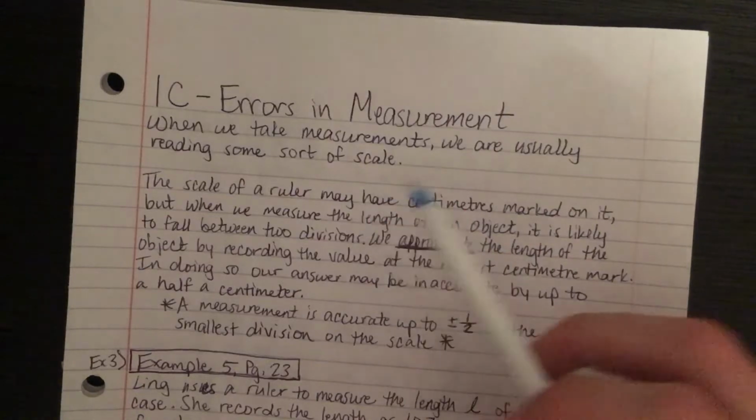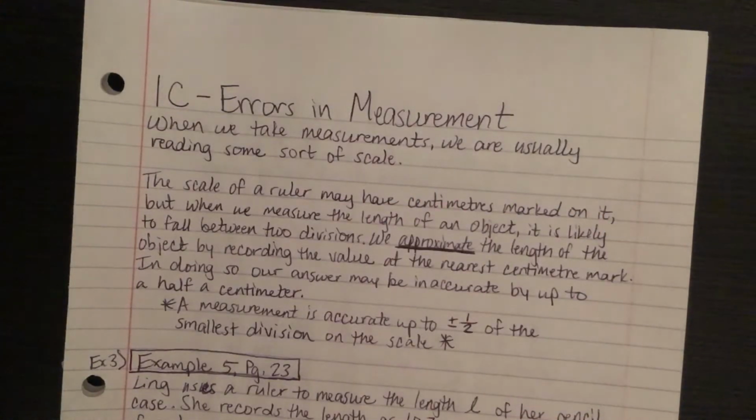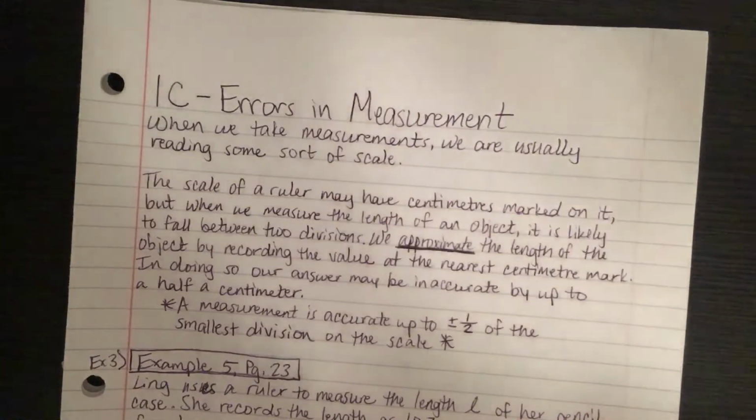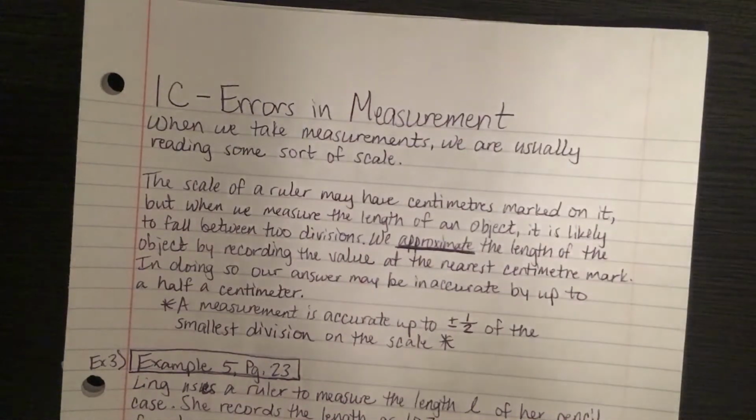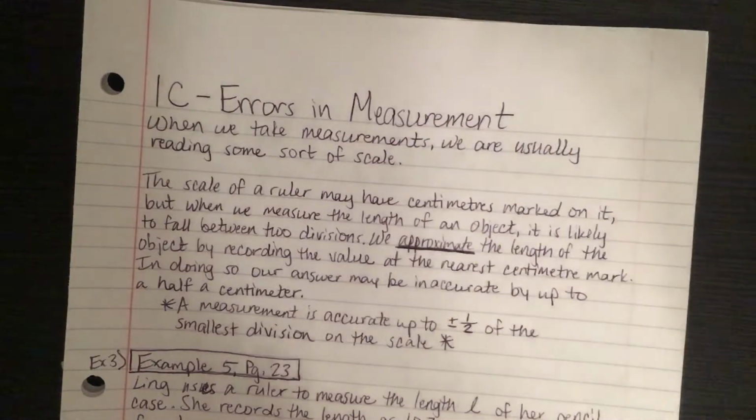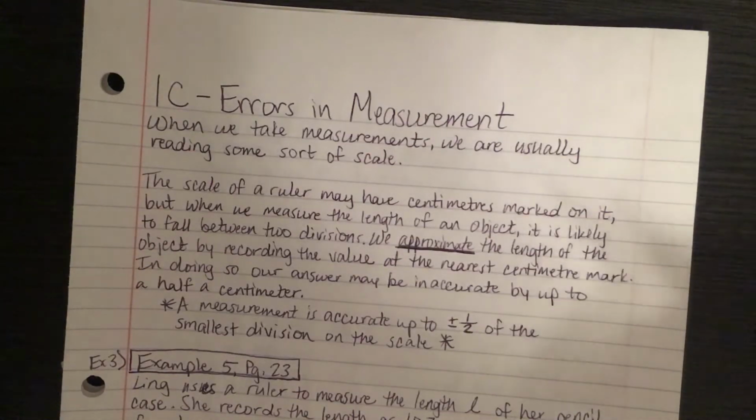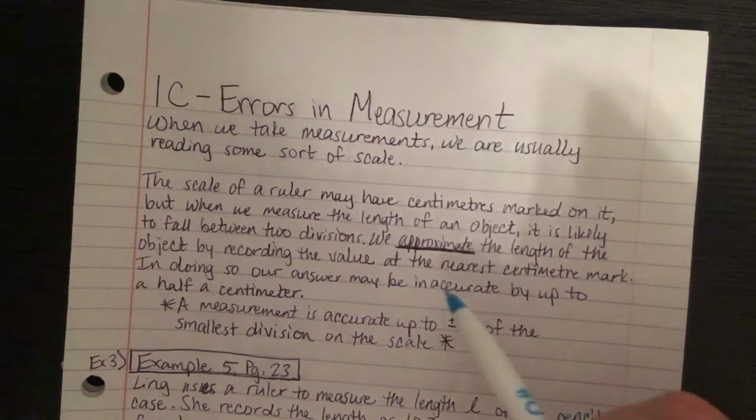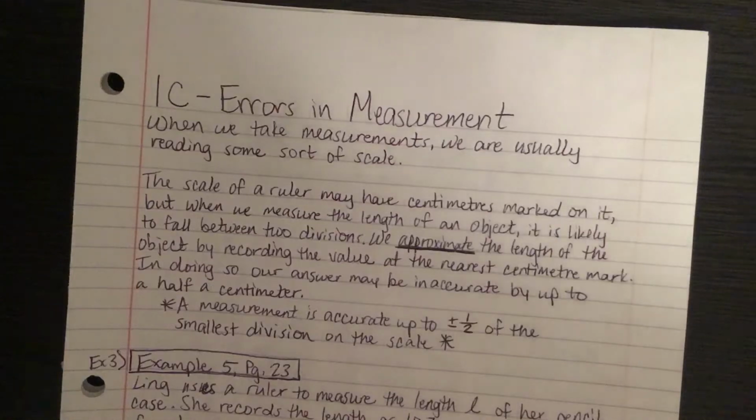And so whenever you take measurements, you're usually reading some sort of scale, whether it's a ruler, whether it is a scale for weight. There are units that you can use to tell those. So scales, like for example, on a ruler, it has centimeters marked on it. But when you measure the length of an object, it's very, very rare that it's an exact length. And so what we as humans do is we approximate the length by recording the value to the nearest centimeter or to the nearest inch or to the nearest whatever unit there is.